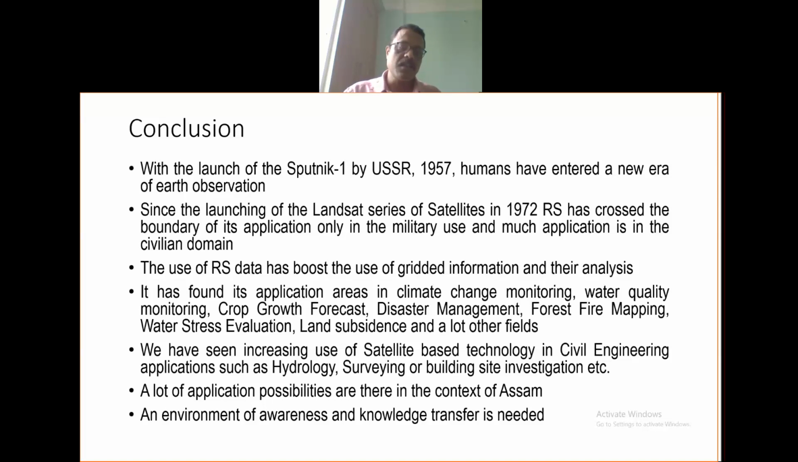Then water stress evaluation. Water stress evaluation means how much water is actually needed by a particular crop or growth at a certain point of time. So that will be monitored, or that can be monitored. Land subsidence and a lot of other fields.